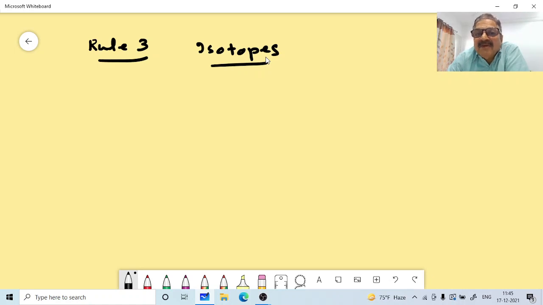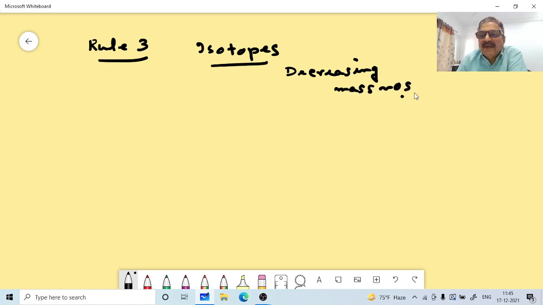In the order of decreasing mass number means what? That means the highest mass number will get priority number 1, and the second isotope will have priority 2. The least priority will go to the isotope having the smallest mass number. Okay, assign priorities in the order of decreasing mass numbers. Mass number means the number of protons plus the number of neutrons.